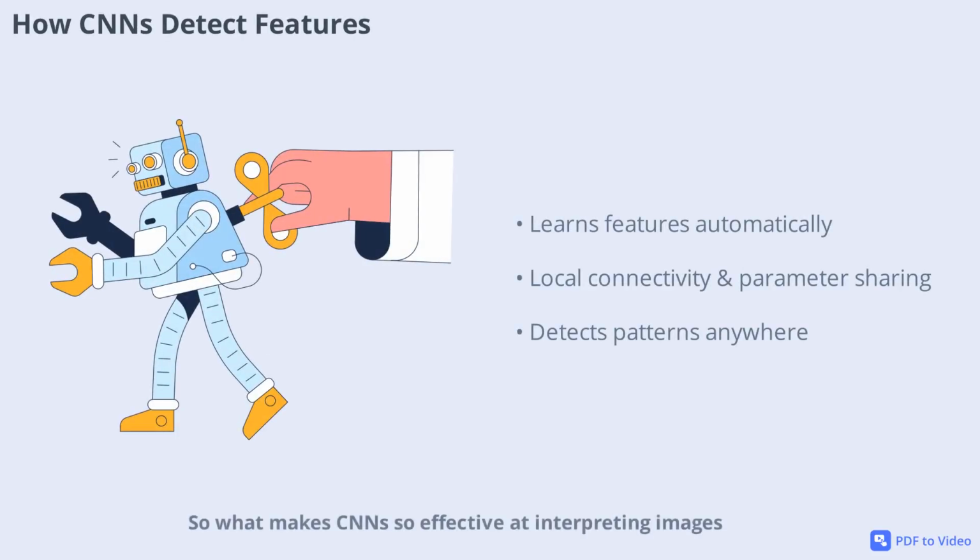What makes CNNs so effective at interpreting images? The core idea is feature detection. CNNs are designed to automatically learn spatial hierarchies of features from images. They use local connectivity, meaning each neuron only looks at a small region of the input, and parameter sharing, where the same weights are used across different positions. This allows CNNs to detect patterns anywhere in the image, a property known as spatial invariance.